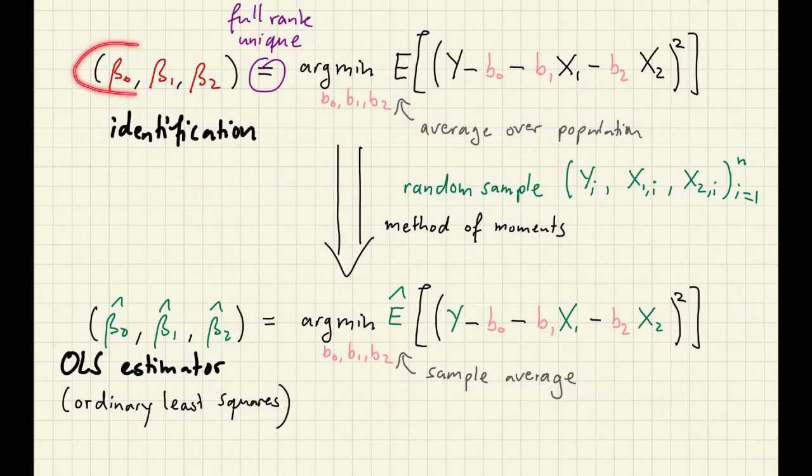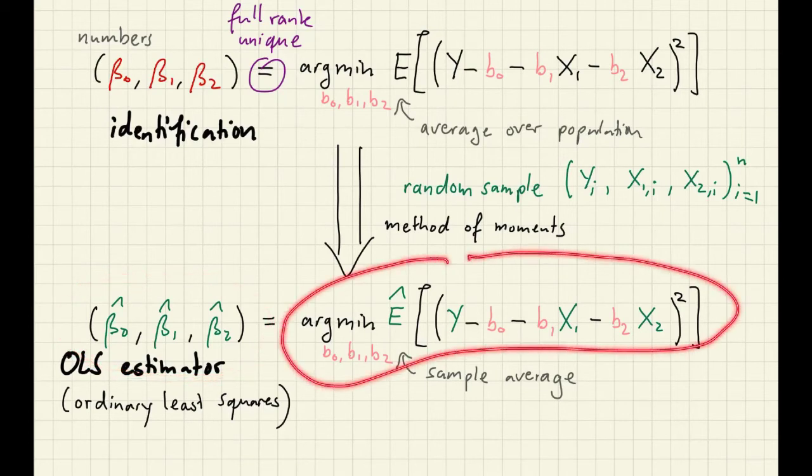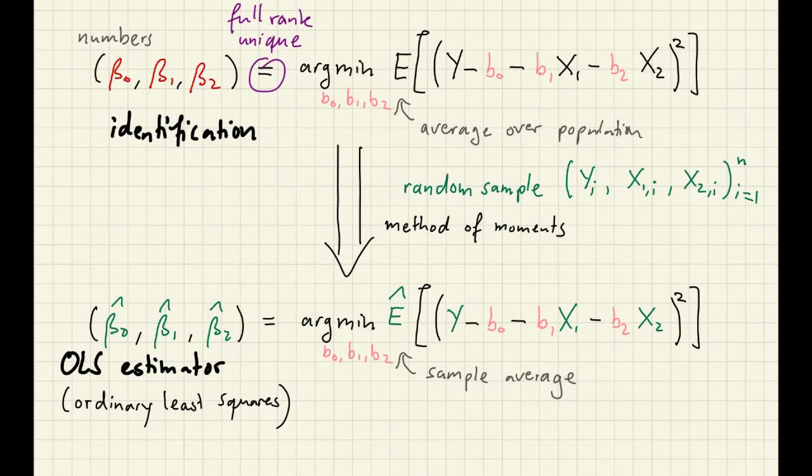Beta naught through beta 2 solve the minimization problem for the population, and the population is fixed, so they will always be the same and they are just numbers. The OLS estimator solves a minimization problem that depends on the sample that we observe. Since the sample is random, then so will be the OLS estimator.